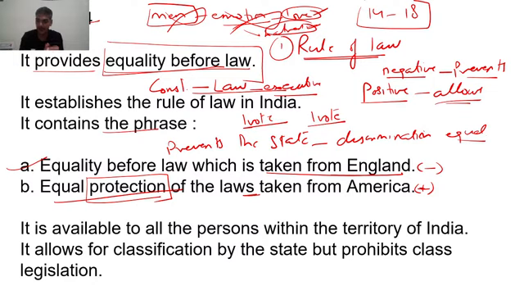Clear? That has been taken from America, and it allows the state to identify who are different and how their interest can be protected. That's why it is called positive, because it is allowing the state to make discrimination between the people. It is available to all the persons, means not only to citizens but also to aliens within the territory of India. It allows for classification by the state but prohibits class legislation.